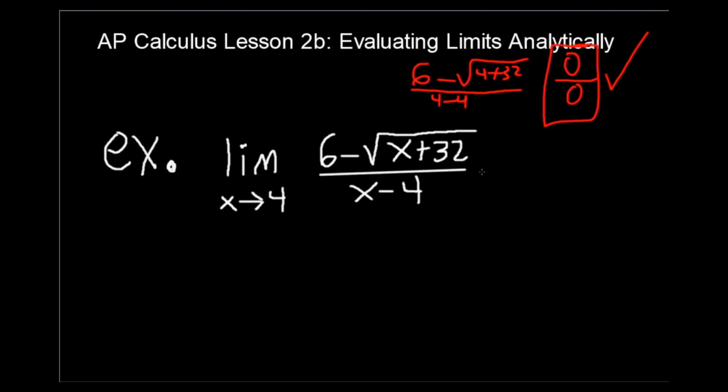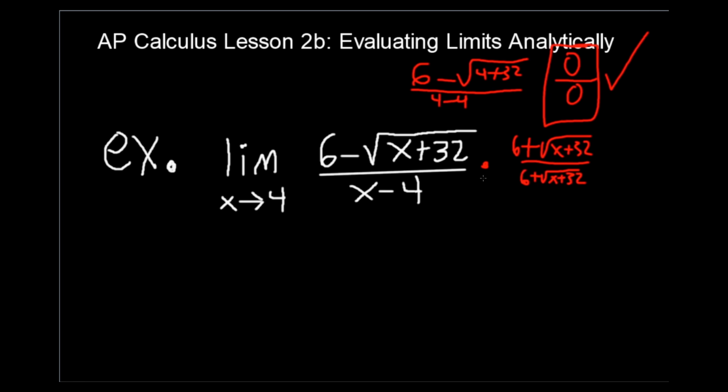Again, for this problem, like the last one, we have to multiply this by the conjugate. Since this is 6 minus the square root of x plus 32, we would multiply by 6 plus the square root of x plus 32, over 6 plus the square root of x plus 32. Okay.